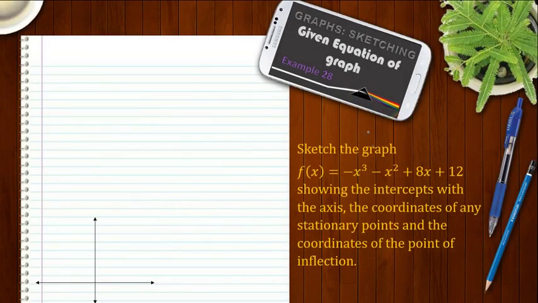Okay, so let's look at a practical example. It says sketch the graph of f(x) showing the intercepts with the axis, the coordinates of any stationary points, and the coordinates of the point of inflection. So here they specifically ask for the intercepts, the stationary points, and the point of inflection. If you don't name those, then you can lose marks.